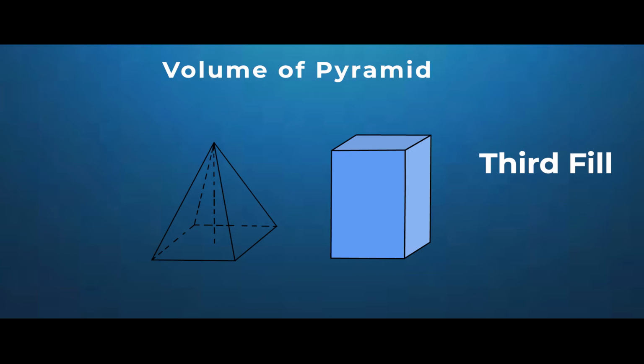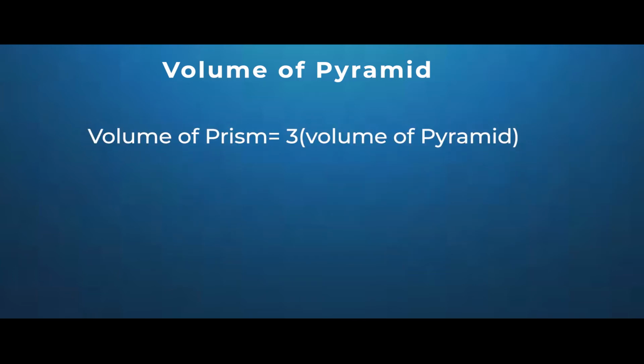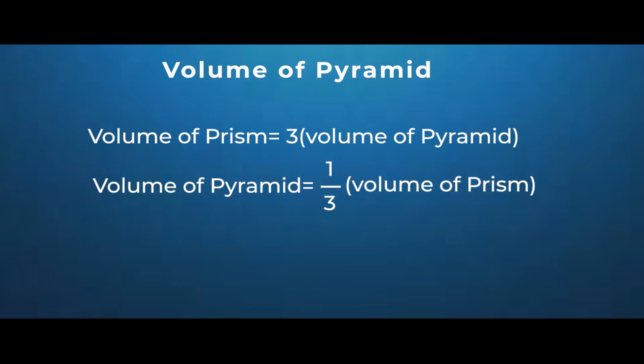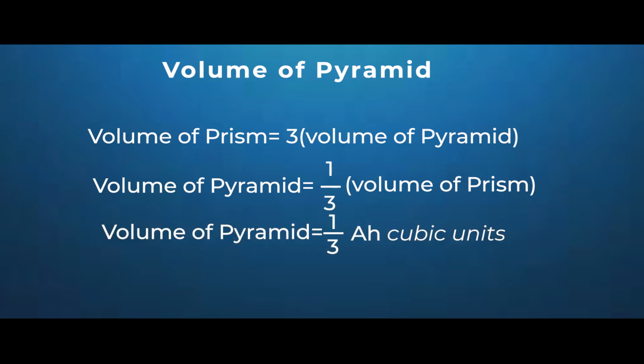So what conclusion can we draw? The conclusion that we can draw is that the volume of the prism equals thrice the volume of the pyramid, which can also be understood as the volume of the pyramid is equal to 1/3 of the volume of the prism. And further it can be simplified as the volume of the pyramid equals 1/3 of the area of the base times the height of the prism, in cubic units. So this is how we calculate the volume of a pyramid.